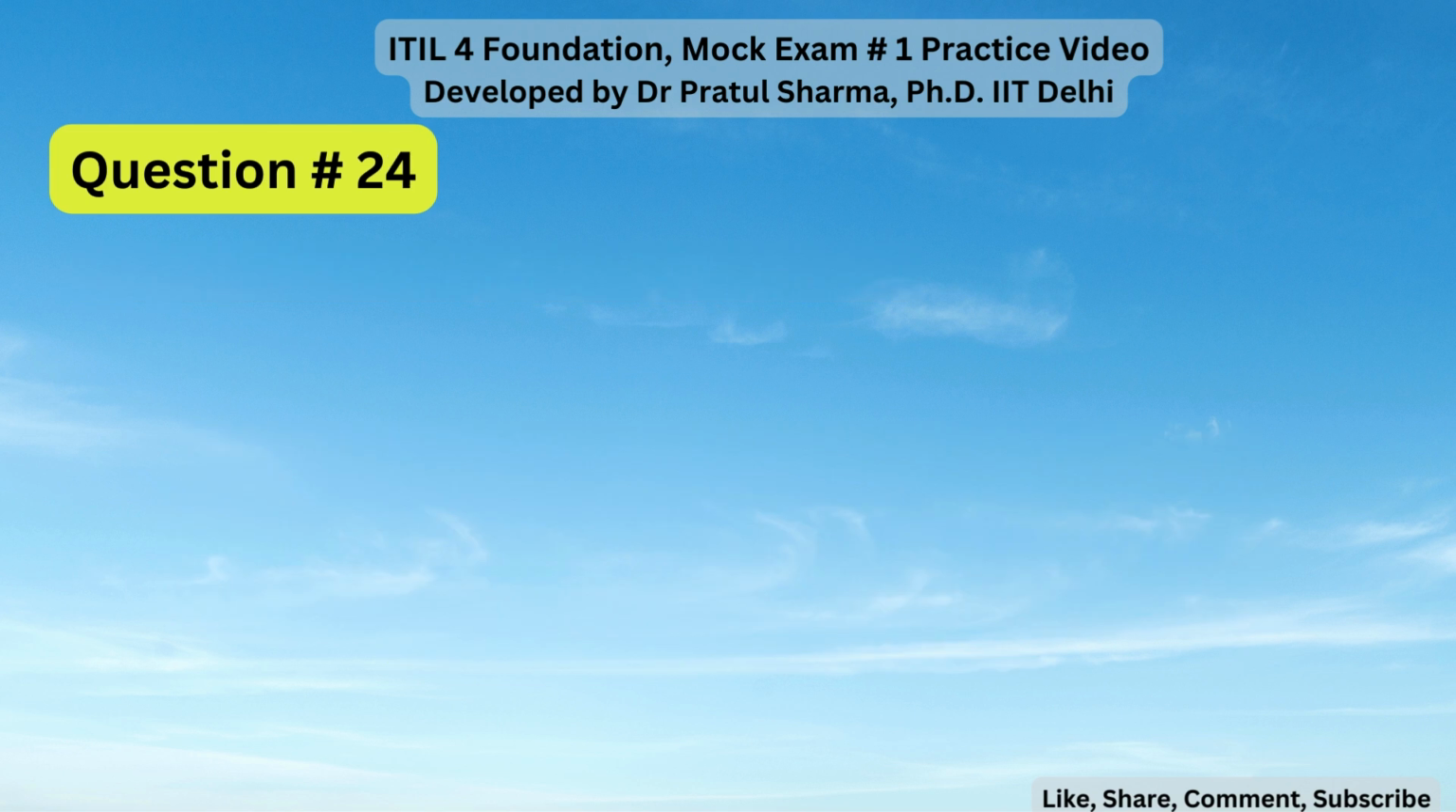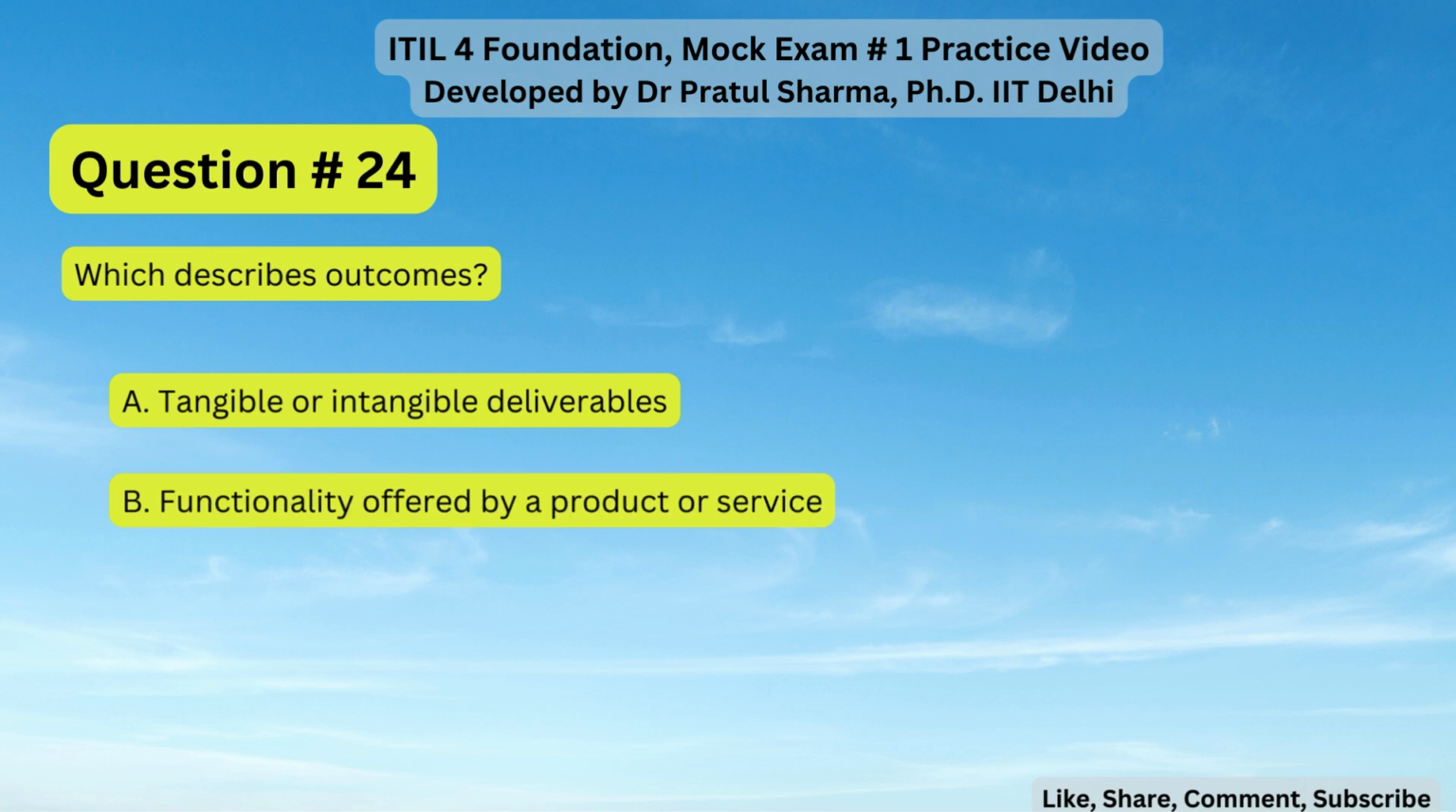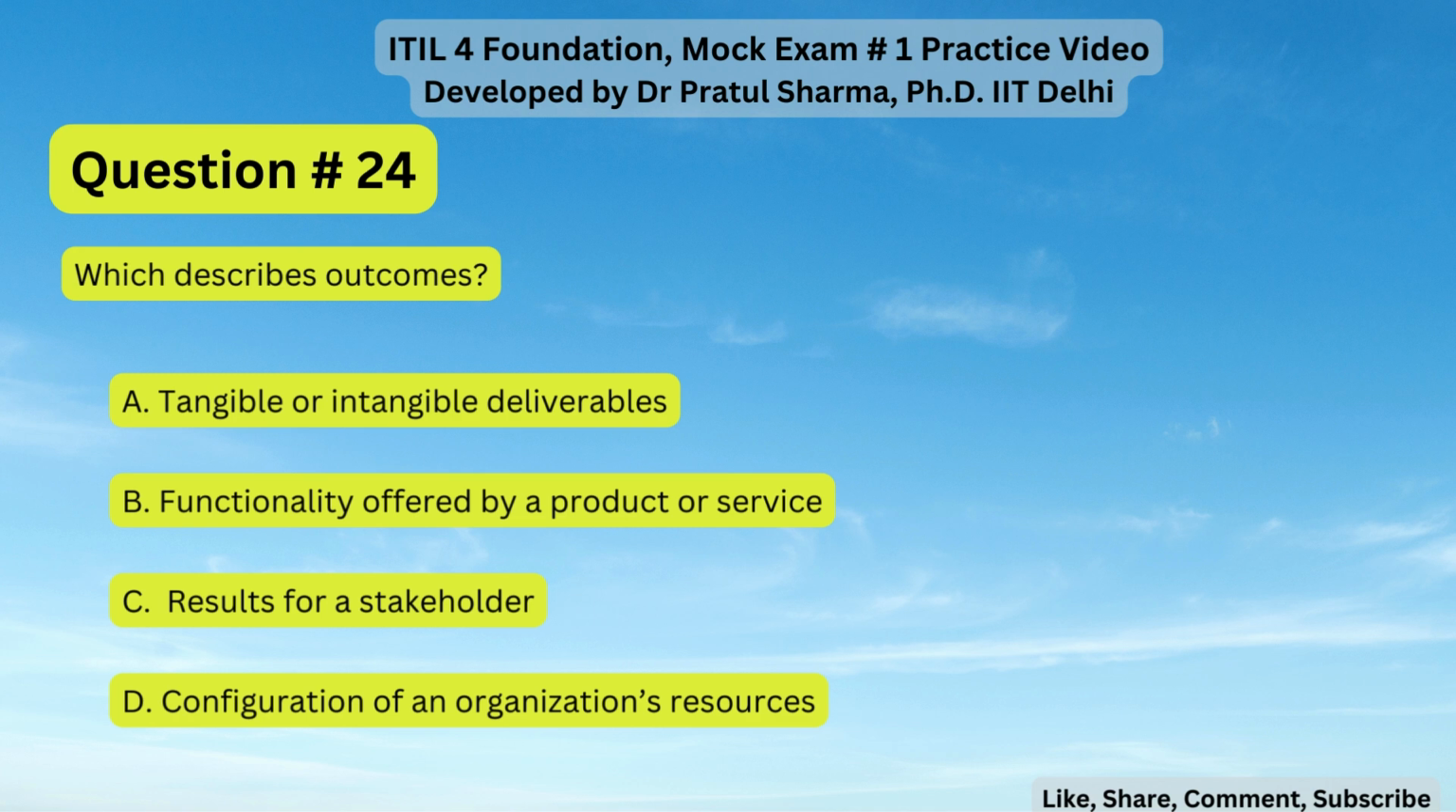Question number 24. Which describes outcomes? A. Tangible or intangible deliverables. B. Functionality offered by a product or service. C. Results for a stakeholder. D. Configuration of an organization's resources.